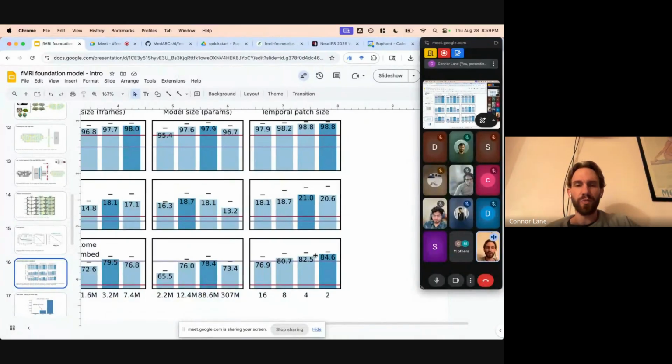I'm curious why the effect is so clear with the sex prediction. It's pretty clear in this one too, especially if you look at these bars, which are the performance on the in-distribution subjects. The smallest temporal patch size doesn't work as well on the new subject by a small amount. But yeah, I'm curious why this effect on the sex classification is so strong. I'm not sure exactly why.